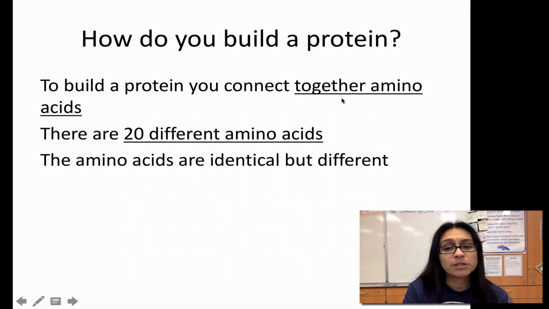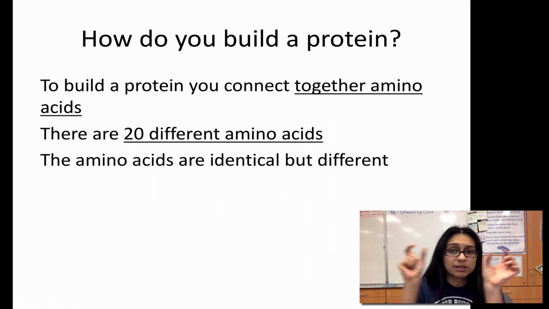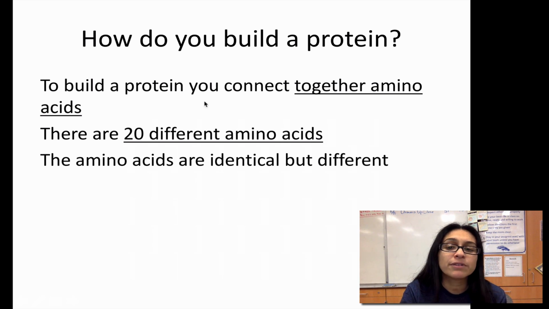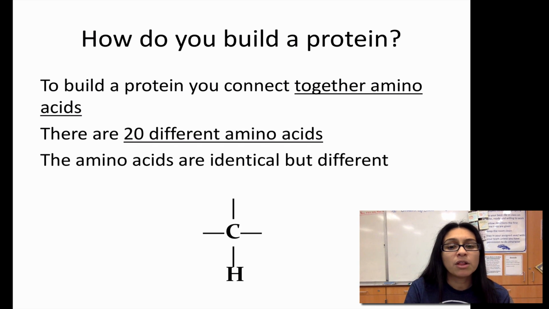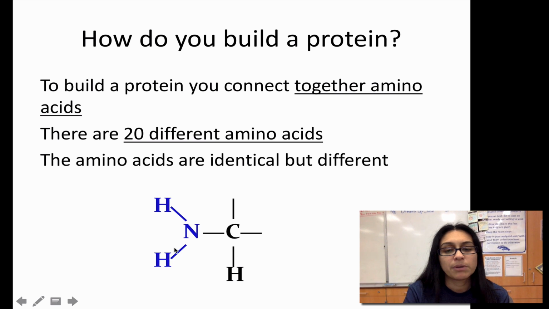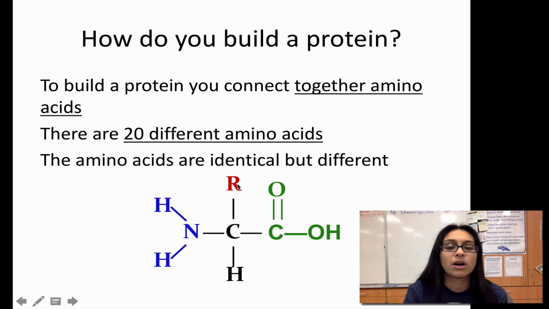So the way you build a protein, you connect amino acids together. You connect one amino acid to the next. There's 20 different amino acids total. We can say that amino acids are the same but different. If we take a look at this here, all amino acids have this center part the same, the side part here the same as well. The thing that's different is the R group.